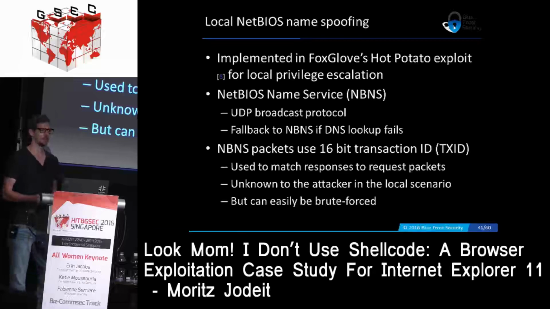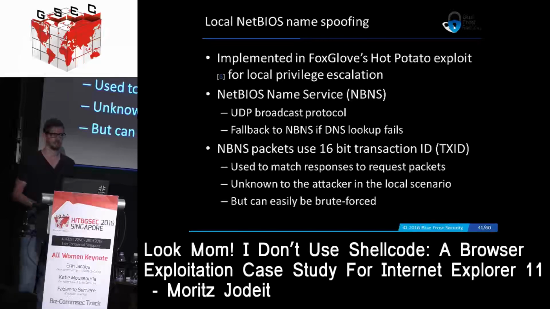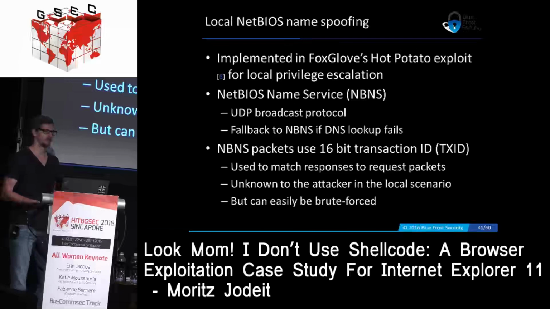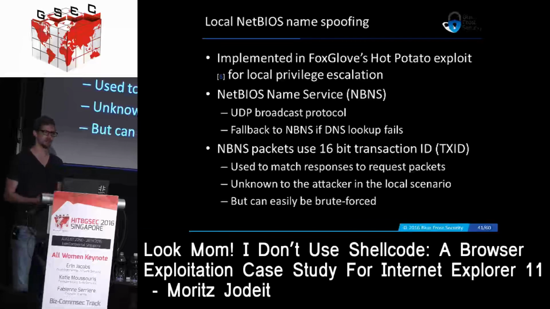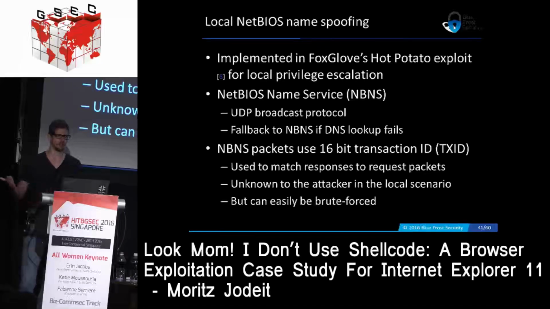If you do normal NetBIOS name spoofing, like in a penetration test, you just look for these request packets. You take the 16-bit transaction ID from the packet, and you fake a response. However, compared to the local scenario, we have a big difference, because in the local scenario, you don't see these outgoing UDP packets. So you can easily trigger these NBNS packets, but you won't see the outgoing packets. And that also means you don't see the transaction ID.